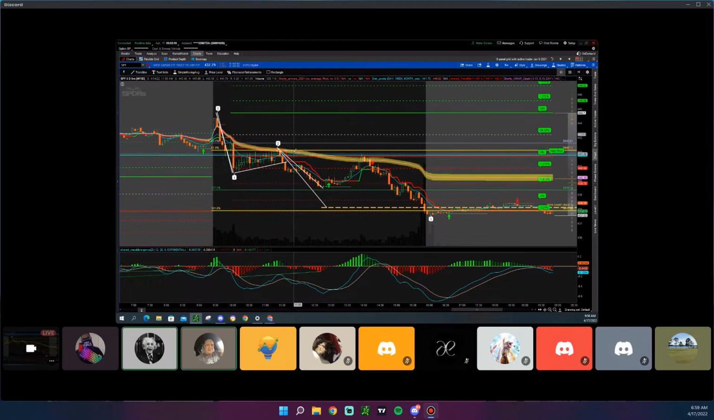From here to here, it literally ended the day at 350 at the same level of the ABCD pattern. So if I was to do this, let me just delete this for a second.